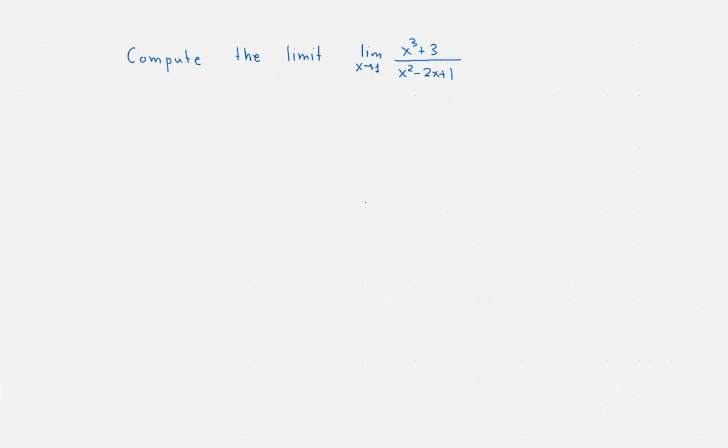So this is an interesting limit that we would like to compute. First of all, we start by plugging in x equals 1, and we get 4 on the top and 0 on the bottom, which means that right away we should try to do synthetic division on the bottom or factorize it in some other way.